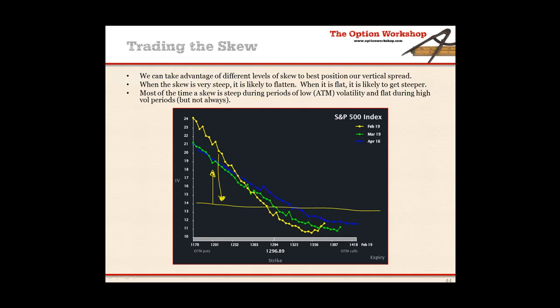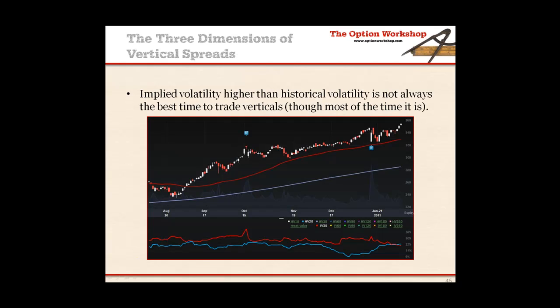I took this screenshot, I think, before everything happened with Egypt. So this was a more steep skew and a really low volatility. If we looked at it now, this skew would be flatter and volatility would be higher. Let's take a look at the next slide here.